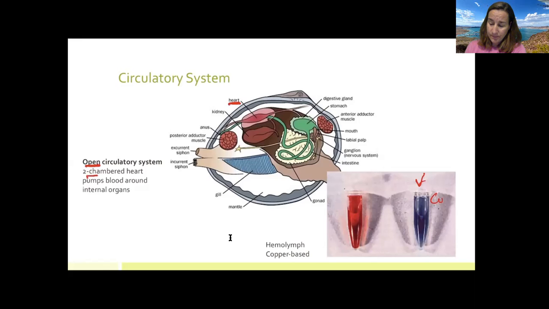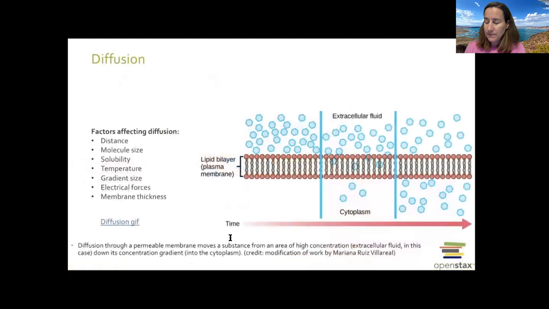So 2-chambered heart, open circulatory system, pumping blood around the organs, and that blood is getting oxygenated at the gills. And again, copper based, which I think is super cool because it's just different. It's neat.